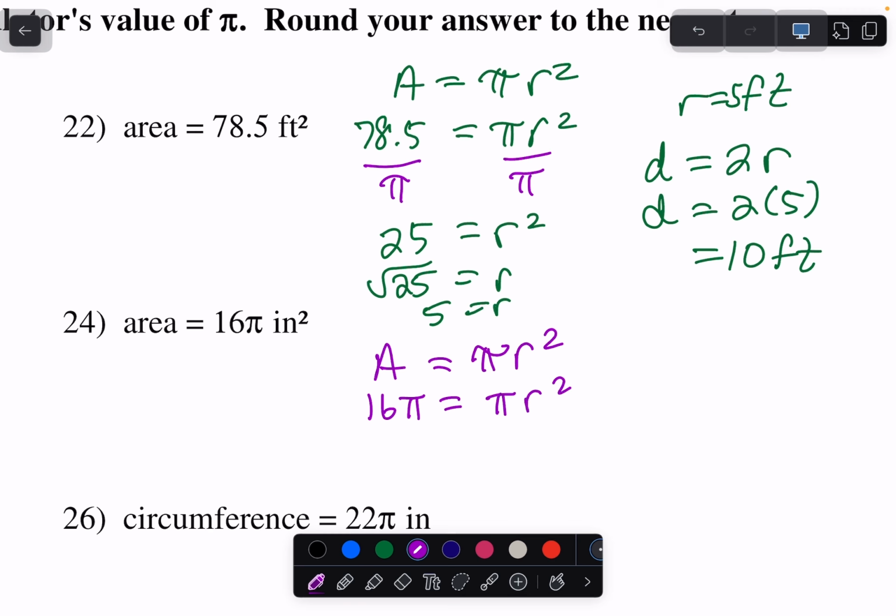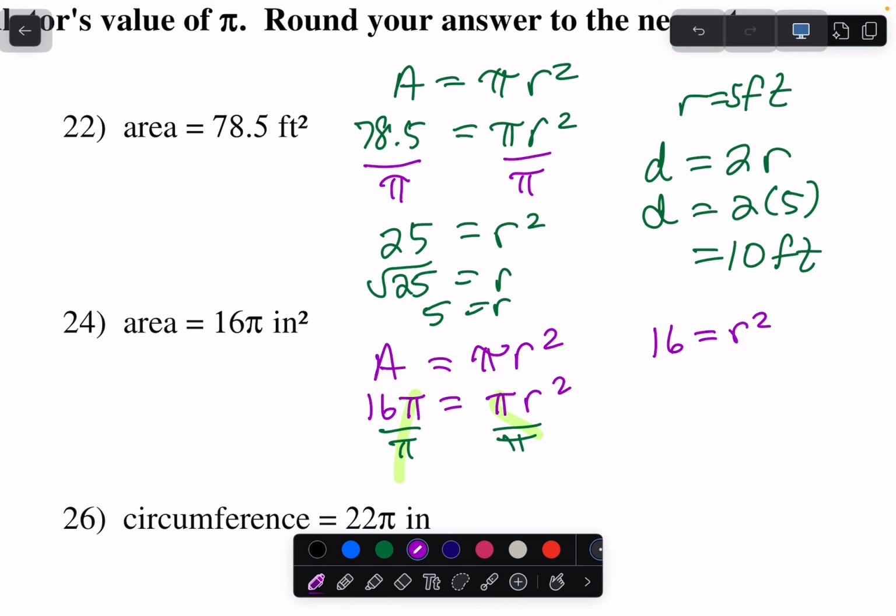If there's a pi on both sides, what's great is you can just chop off the pi. So we can technically cancel this one, cancel this one, cancel them, they're great. So we actually get something that looks a little nicer. We get 16 equals r squared.